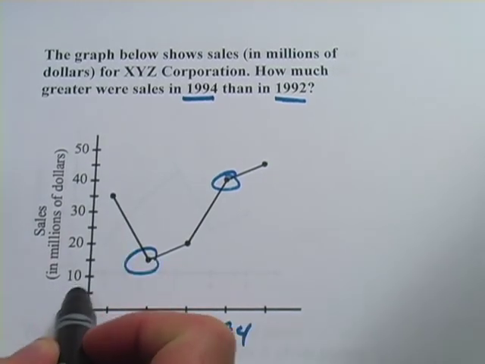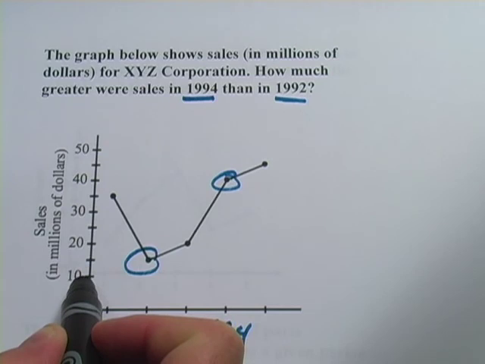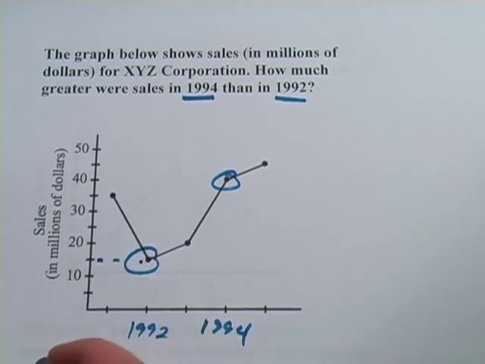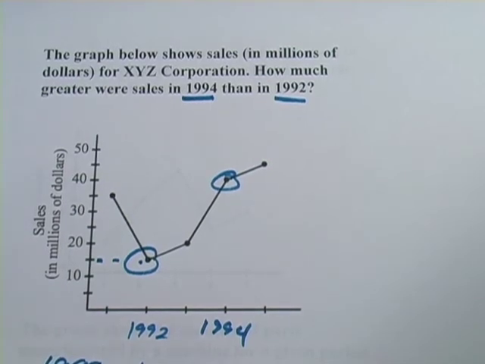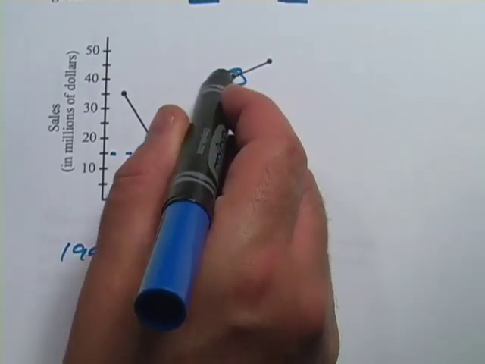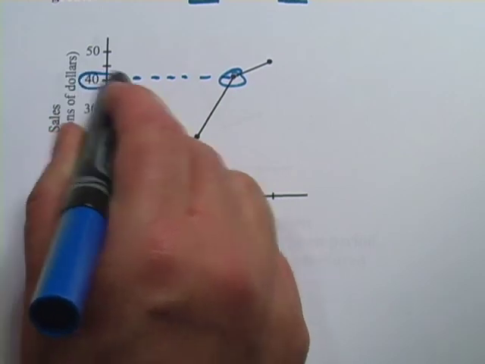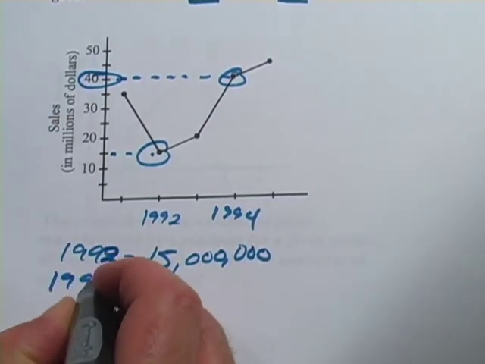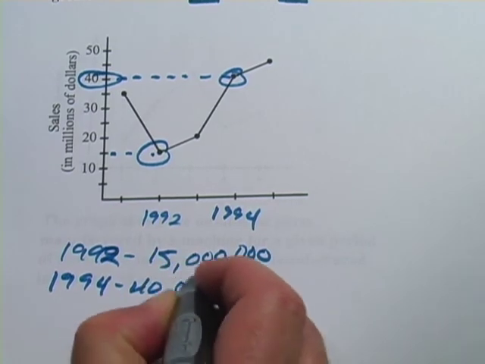What's our scale here? Here's 10, here's 20, so this must be 15 in here. So it looks like at 1992, we were at 15, but I've got to be careful because it says here, in millions of dollars. So that's not just 15, it's 15 million. And then we'll look at 94, and that appears to be at 40. So in 1994, we're at $40 million.